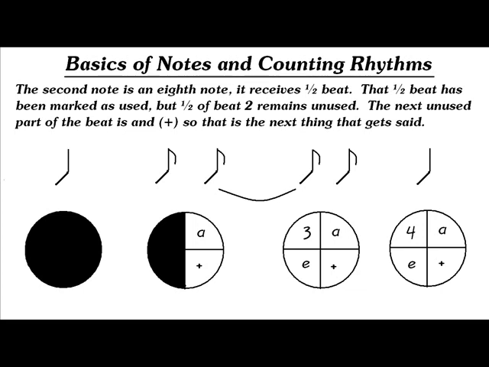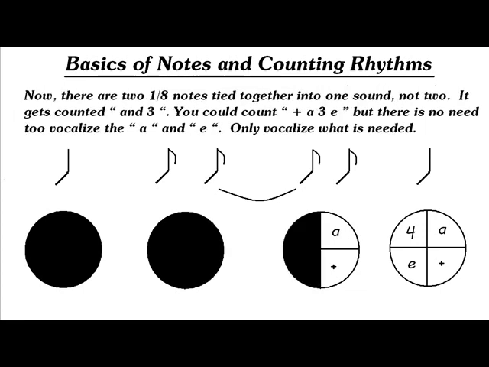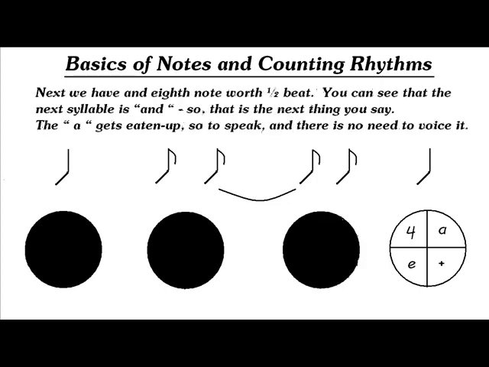From the top, we now have 1, 2, and 3. We see that the next unused syllable is "and." Next we have an eighth note worth 1/2 beat. We know that the next unused syllable is "and," so that's the next thing you say. The "a" gets eaten up, so to speak, and there is no need to voice it. Can you do the counting? 1, 2, and 3, and.